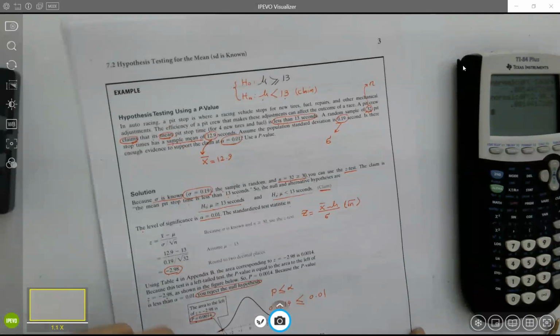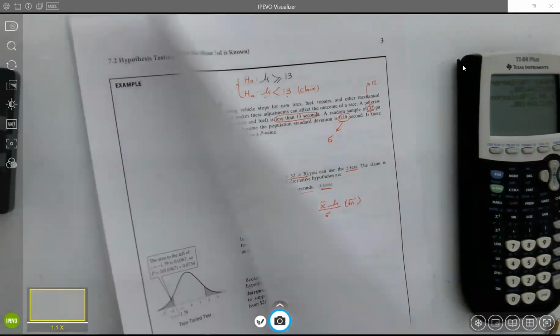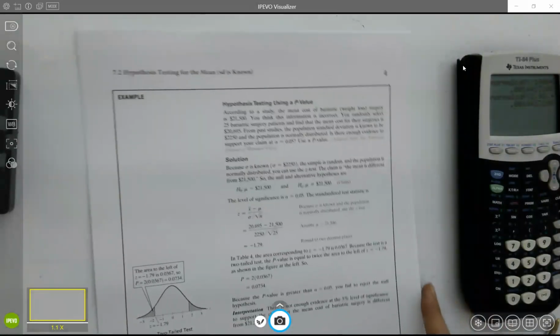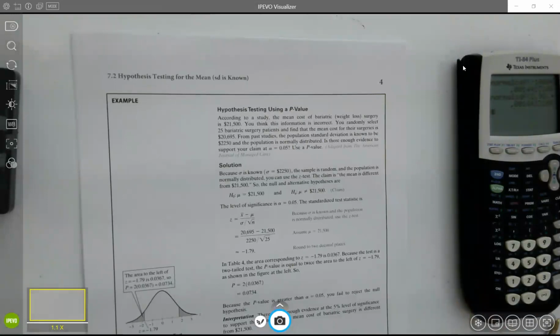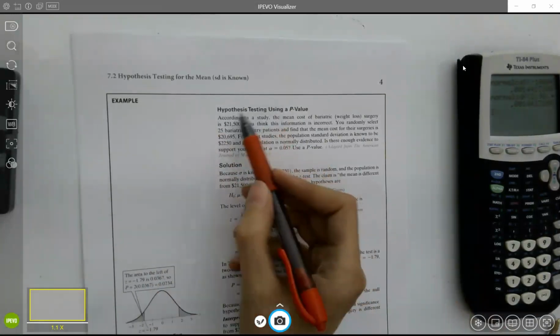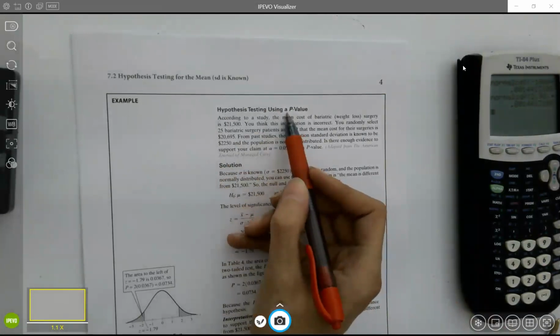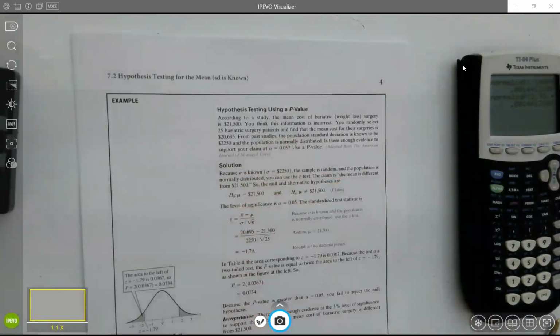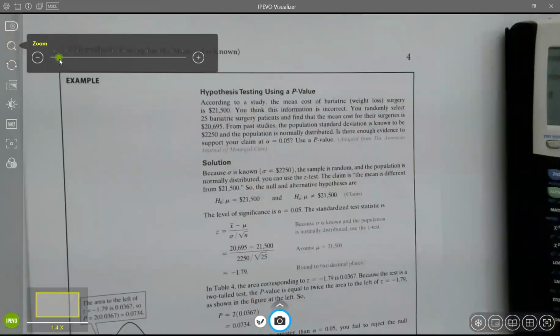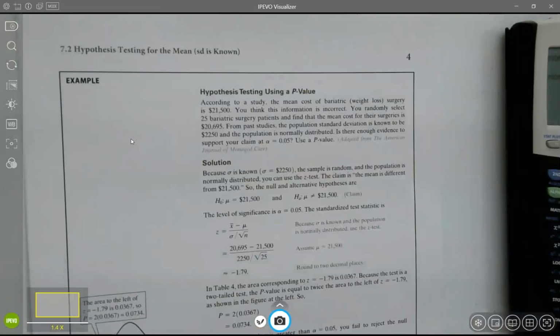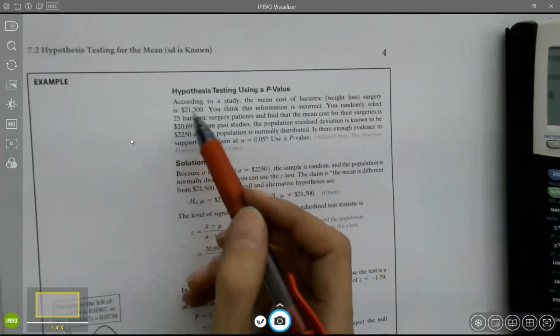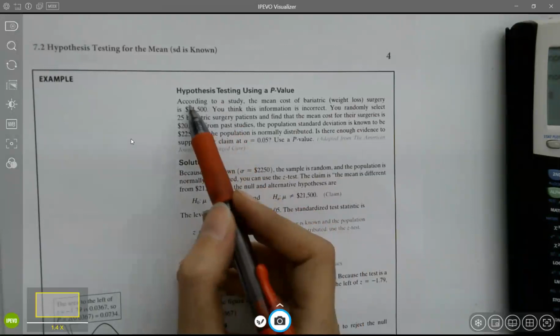Let us move on to the next page. Page 4. What do we have on page 4? Hypothesis testing using a p-value. Just zoom a little bit. Let's read the question carefully.